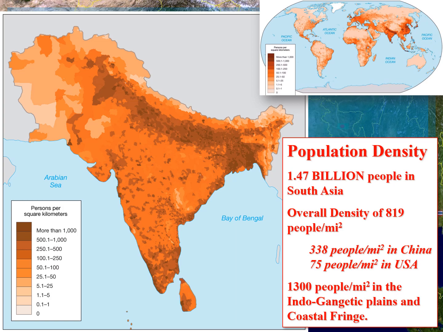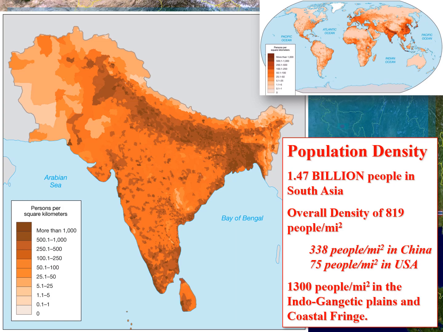Especially in that area of our plains. Remember, that's where the rain is falling predominantly when we have our monsoon. So people are living there for farming and that type of practice. And as you can see, obviously in China as well. So our overall population density here is 819 people per square mile.